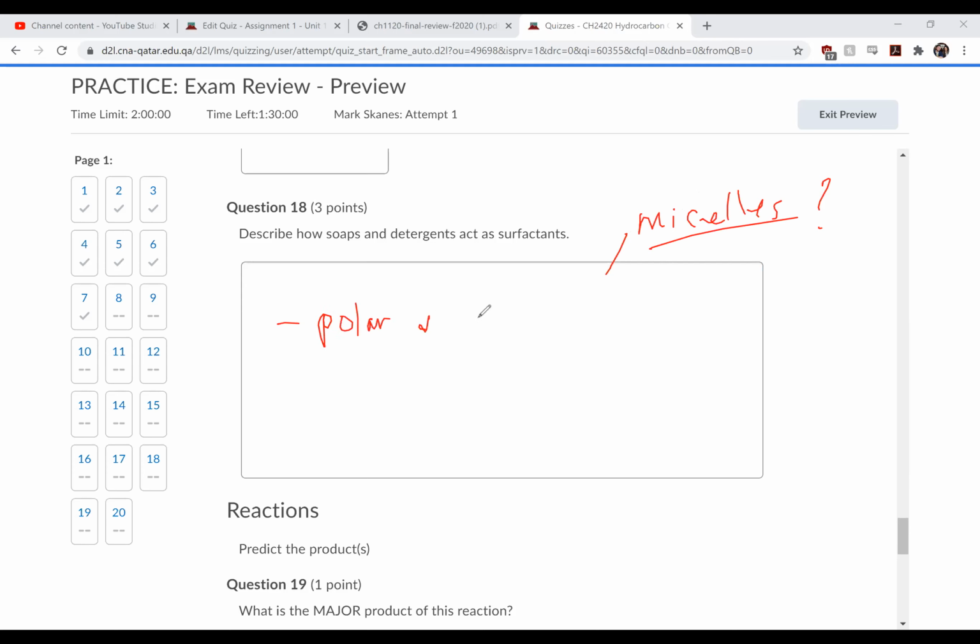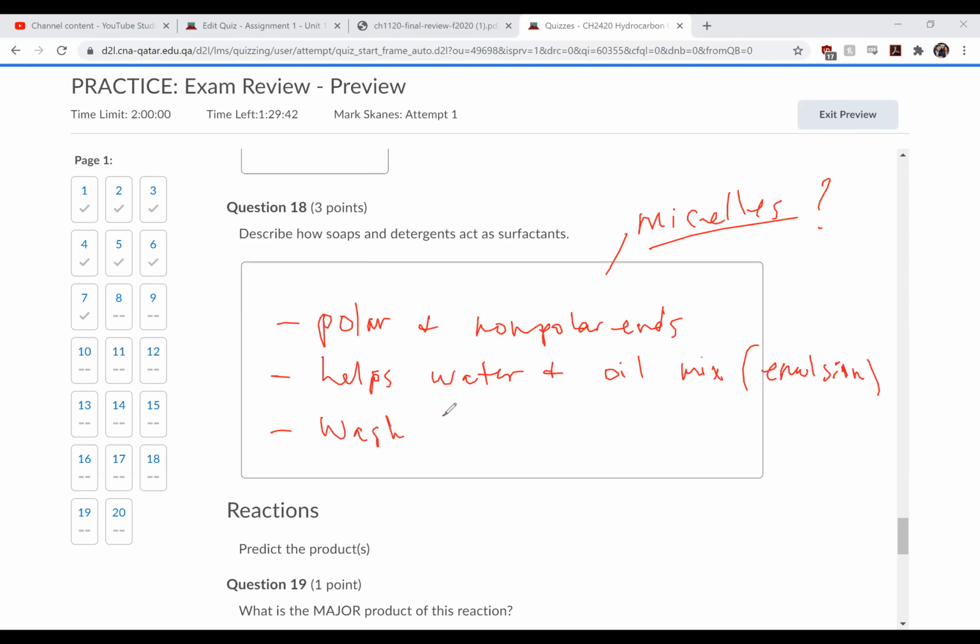It has polar and non-polar ends. So it helps the water and oil mix. This mixture is an emulsion, and that means you can wash the oil or dirt or the substance away. I'll just say you can wash it away.